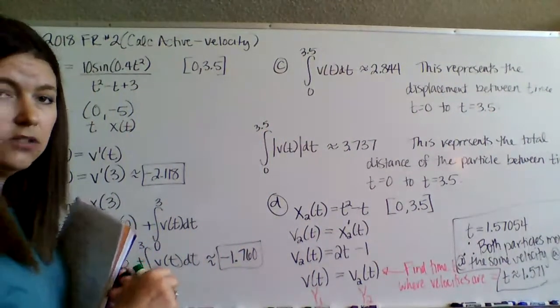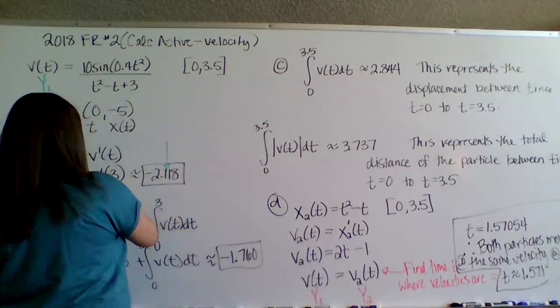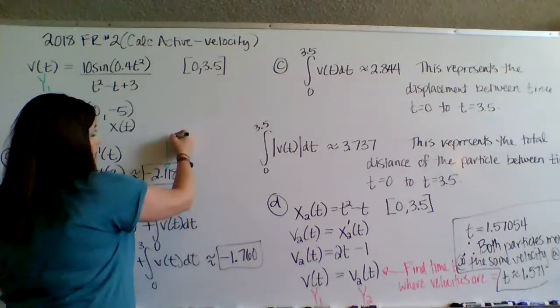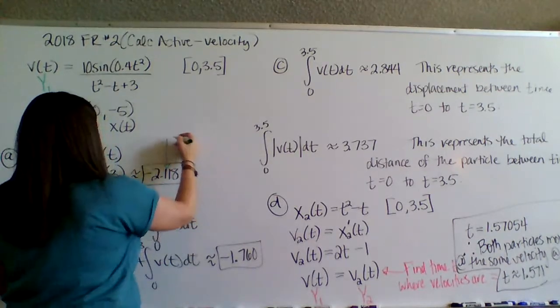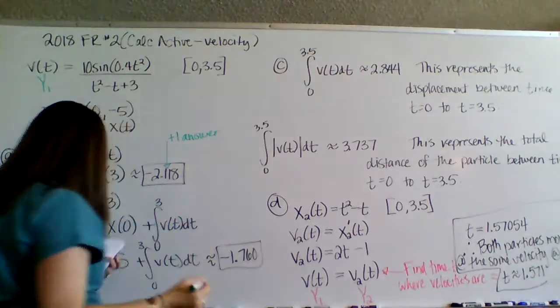You had to get the answer correct of negative 2.118 when you did math 8 because you were finding acceleration at time 3. That was finding the derivative of velocity at a certain numerical value. So only 1 and done for part A.